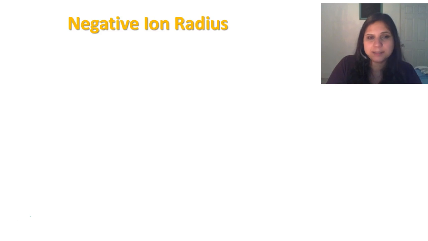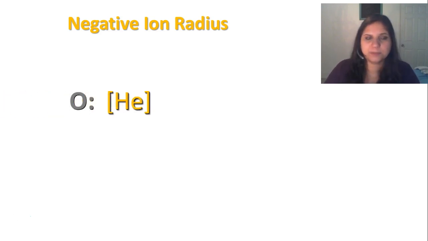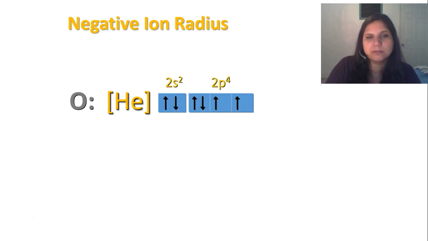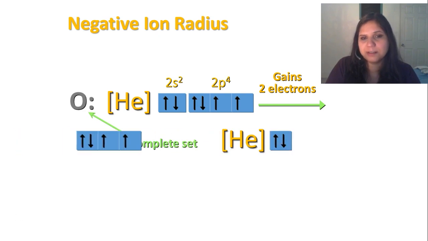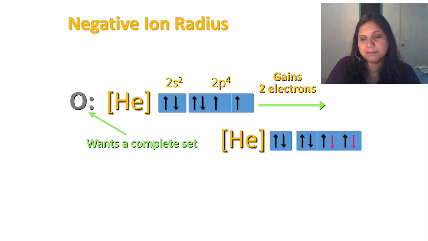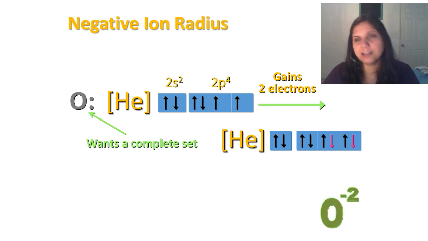For negative ions, oxygen tends to form a negative ion. Here's its electron configuration: helium 2s2, 2p4. It's really close to being just like neon. Neon's is helium 2s2, 2p6. So if it just gains 2 more electrons, it can be just like neon. And so it does. It wants a complete set, so it becomes helium 2s2, 2p6. When it gains those 2 electrons, it becomes O with a 2- charge.